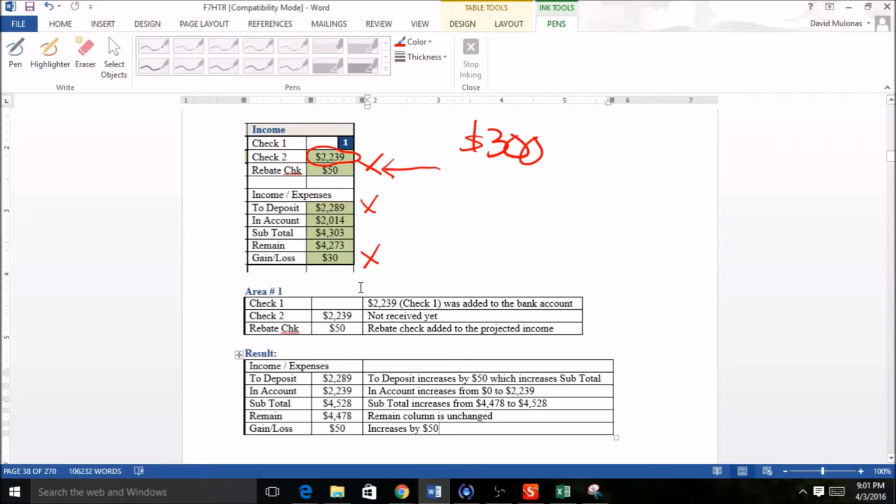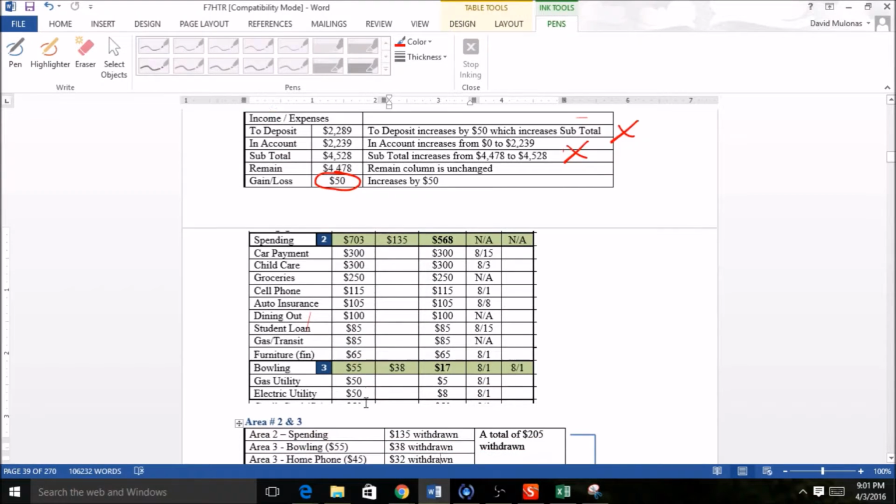As we go through a little bit further, we're seeing what the results are, not so much what it stands at this point. But when we see that $50 comes in, the subtotal for the month increases, and the remain column is unchanged because there's no money coming out for anything that it's accounted for. This is truly a gain of $50 over and above what the normal budget scenario would be.